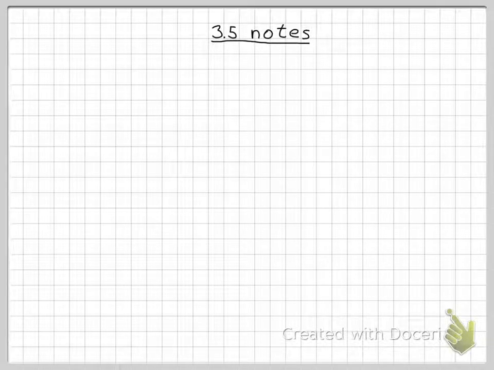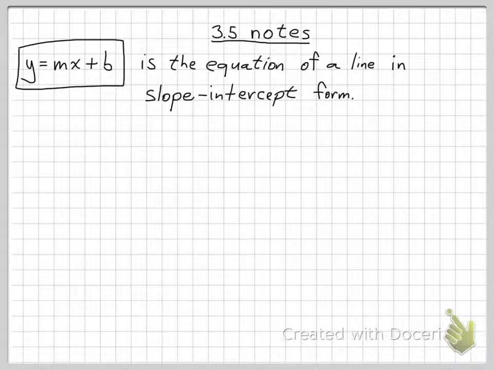Hello and welcome to 3.5 Notes. Today we're going to go over the equation of a line in slope-intercept form. So hey, let's start with the important formula here. Y equals mx plus b. Okay, write that down. Y equals mx plus b is the equation of a line in slope-intercept form.